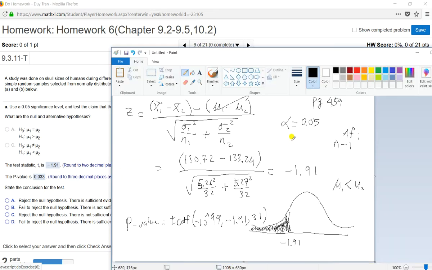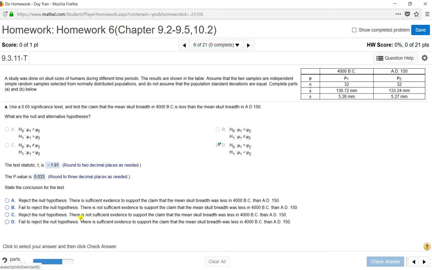After we have this p-value, let's make the conclusion. Remember that the alpha is 0.05, and we have the p-value to be 0.033. So 0.033 is less than the alpha, right? The alpha is 0.05. Since the p-value is less than alpha, we have to reject the null hypothesis, because there is not sufficient evidence to support the claim.